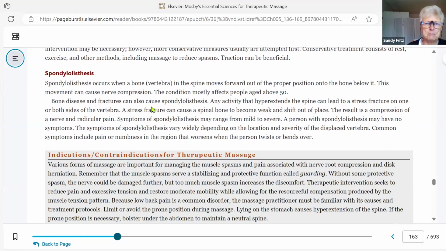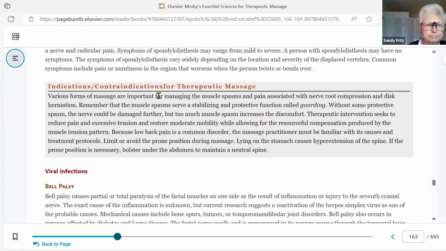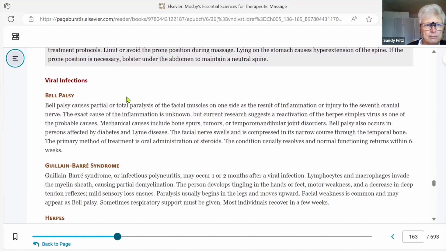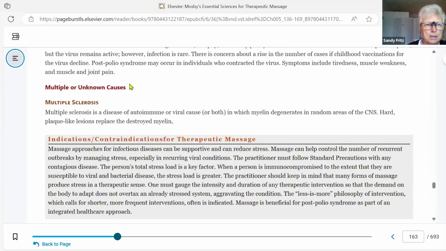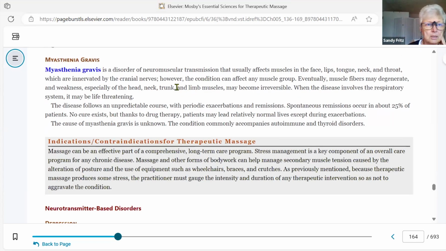Spondylolisthesis is a movement of the vertebrae, translating one on top of the other. But what that is going to do is change the amount of room in the hole that those nerves have to exit out of, and it's going to result in some compression. You can also get viral infections. And then you've got your autoimmune conditions. Multiple sclerosis is one. Myasthenia gravis is where the transmission of the nerve signal is interfered with.